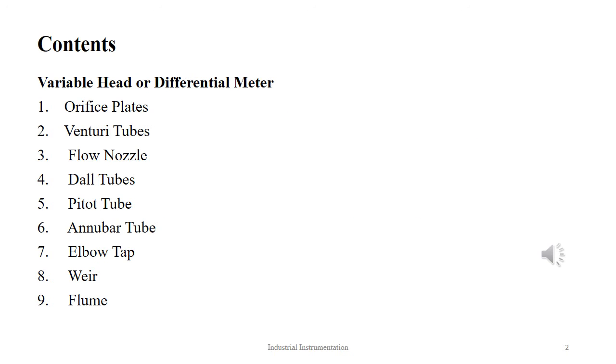In this tutorial video on industrial instrumentation, we will talk about the second part of flow measurement. The topic of today's discourse deals with variable head or differential flowmeters, under which we have Orifice Plate, Venturi Tube, Flow Nozzle, Dall Tube, Pitot Tube, Annubar Tube, Elbow Tap, Weir and Flume. The Weir and Flume come under open channel flowmeters.